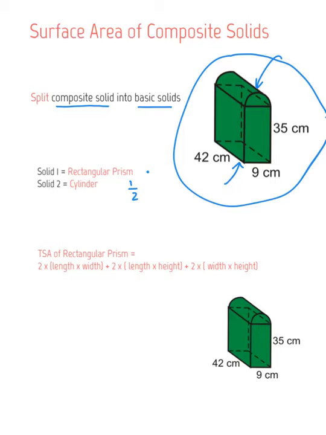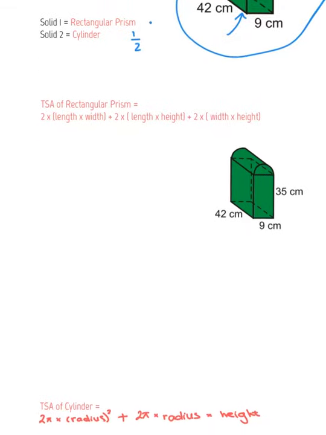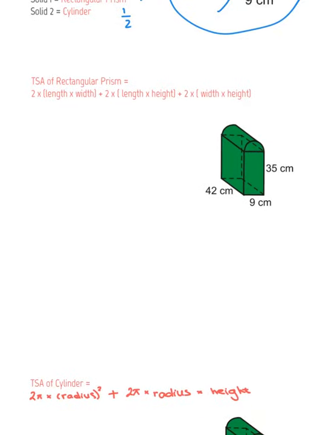So we will find the surface area of the rectangular prism first, and then we will find the surface area of the cylinder, half cylinder. So the total surface area of a rectangular prism is 2 times the length times width plus 2 times the length times height, plus 2 times the width times the height.